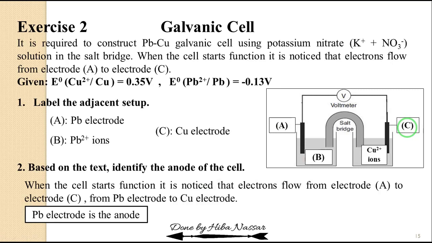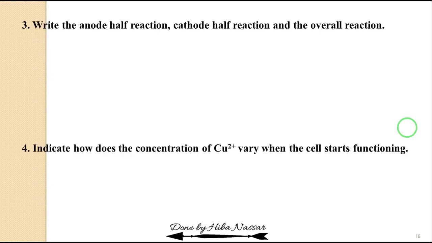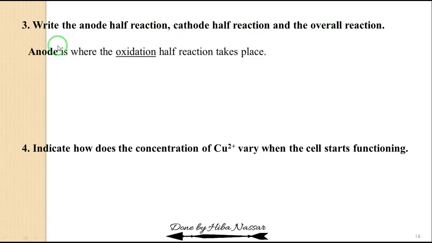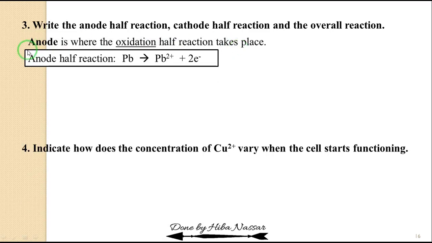So we can say that the lead electrode is the anode. Now question number 3: write the anode half reaction, the cathode half reaction, and the overall reaction. You have to know that the anode is always where the oxidation half reaction takes place. So the anode half reaction will be Pb changing into Pb2+ ion, and we have plus 2 electrons after the arrow.